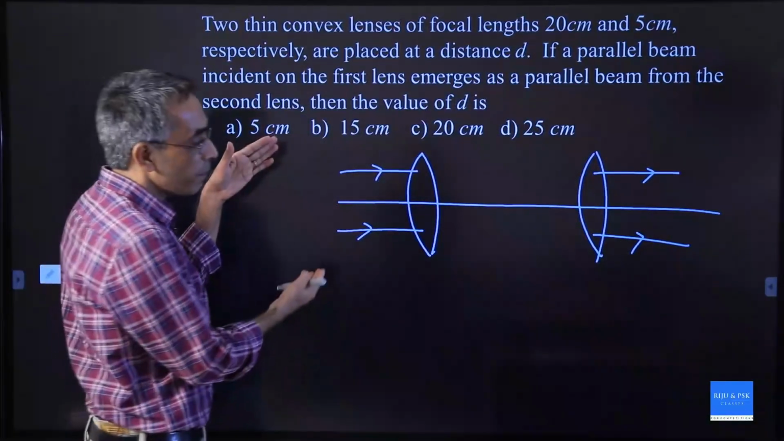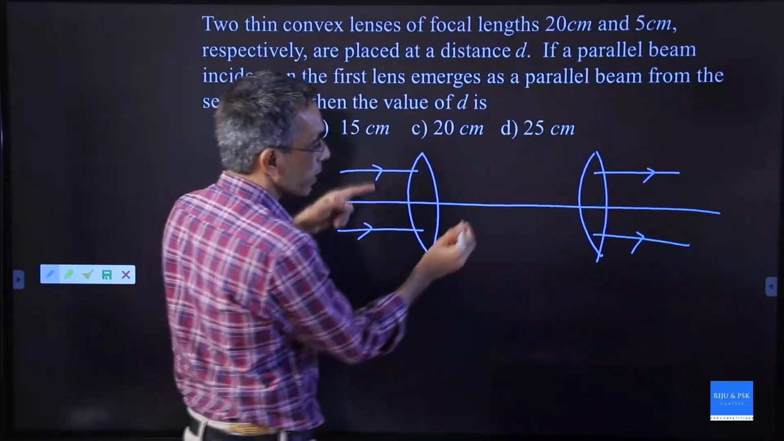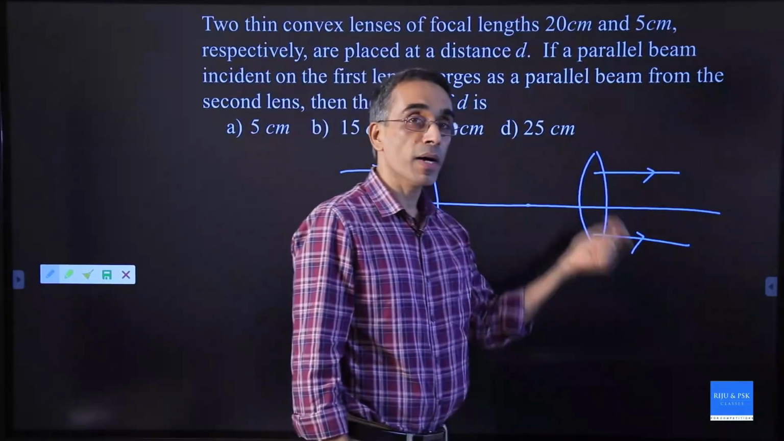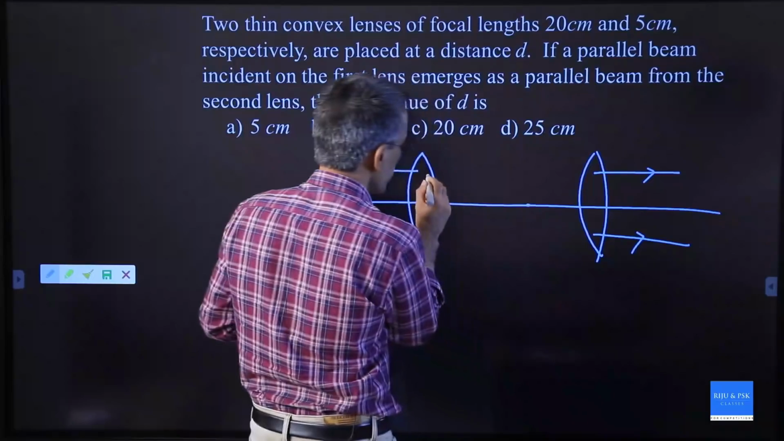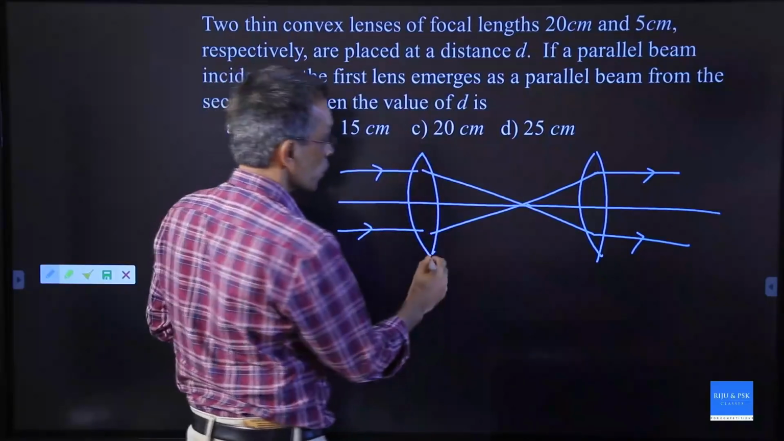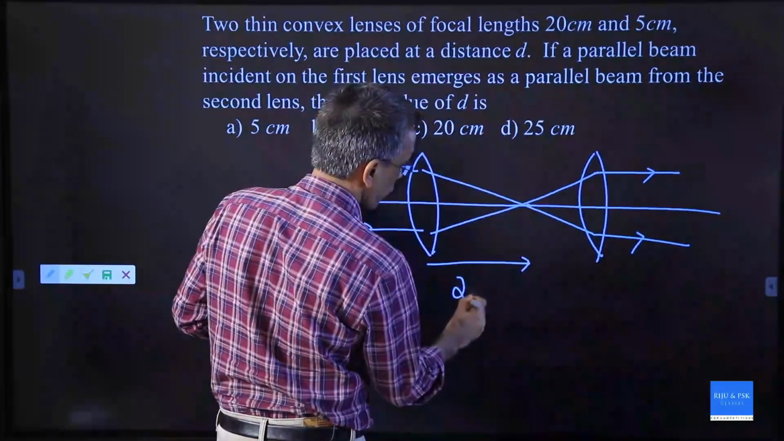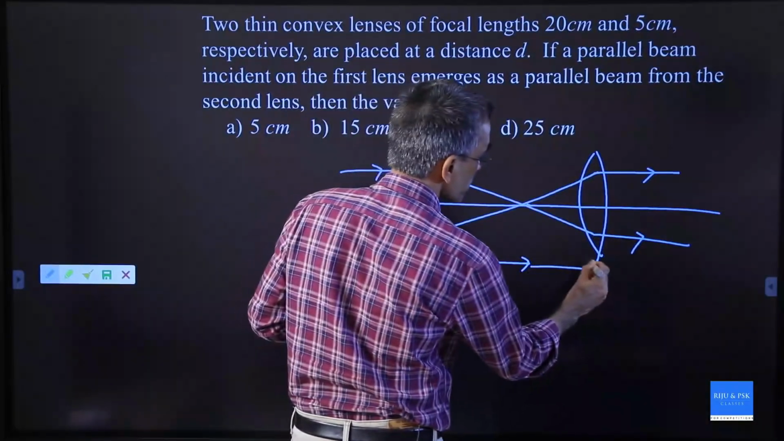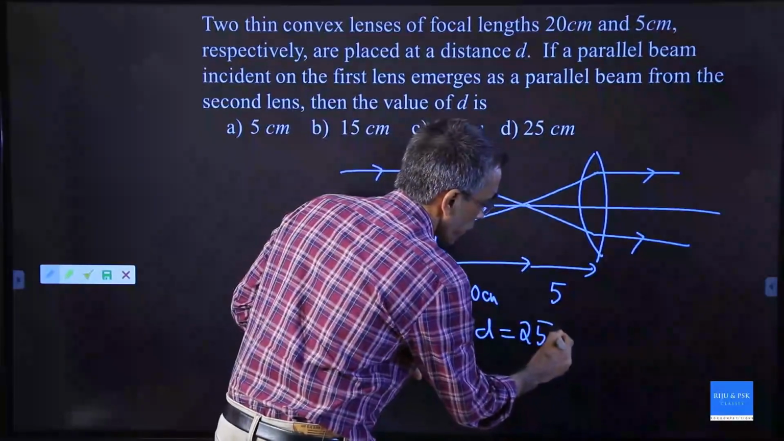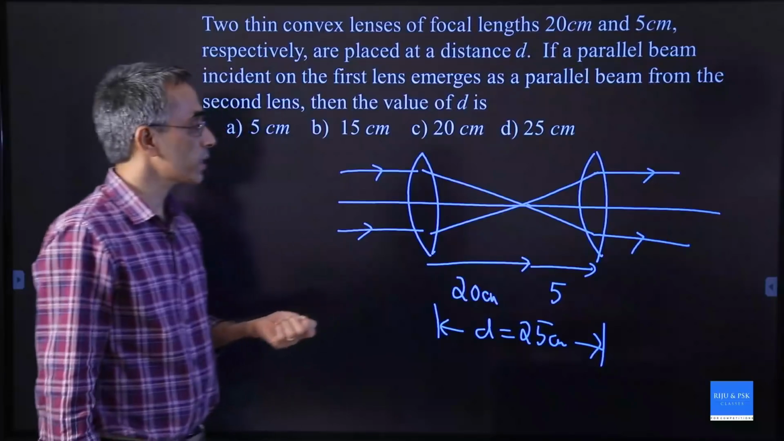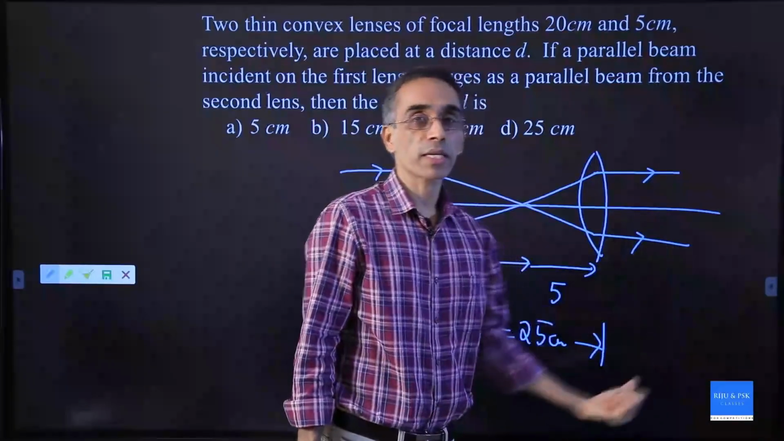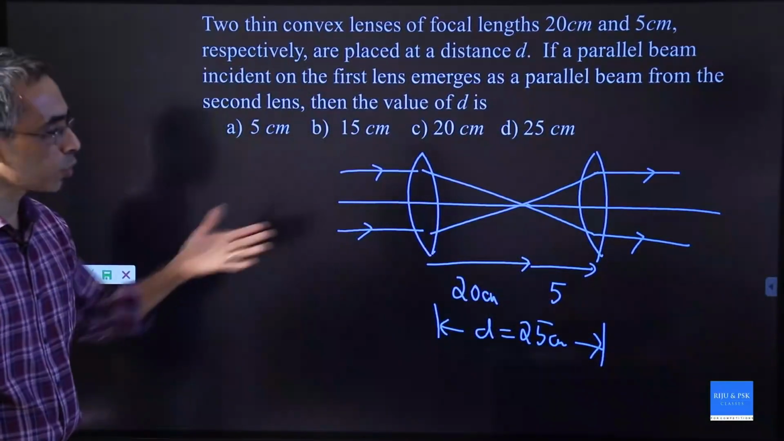Fine. A parallel beam entering a lens will focus at its focal length, which is 20 centimeter, somewhere here, and a parallel ray will emerge only when the light rays are coming from the focus. So this should be focusing like this. This distance should be equal to the focal length of the first lens, 20, and this must be equal to 5. So the total distance d is equal to 25 centimeter. You can verify this mathematically by putting u equal to infinity for the first lens and v equal to infinity for the second lens. You can verify this.